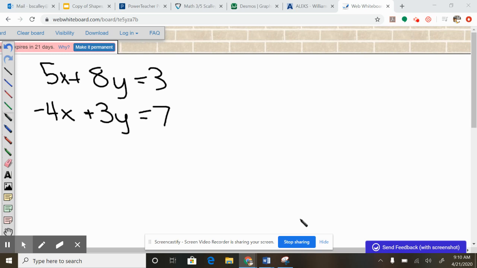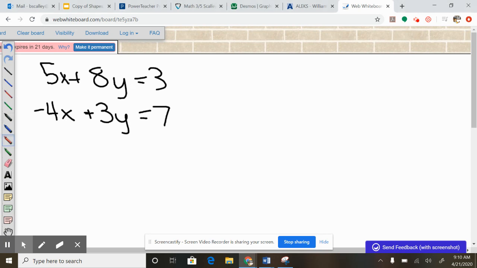All right, guys, last example, and it actually gets harder again. So when I look at these two equations, I don't see matching coefficients. The x's are 5 and -4, and the y's are 8 and 3. I need to make them match again. So I need to think of least common multiple, and I can work with the x's or the y's. I haven't worked with the y's at all yet, so I'm going to do that this time.